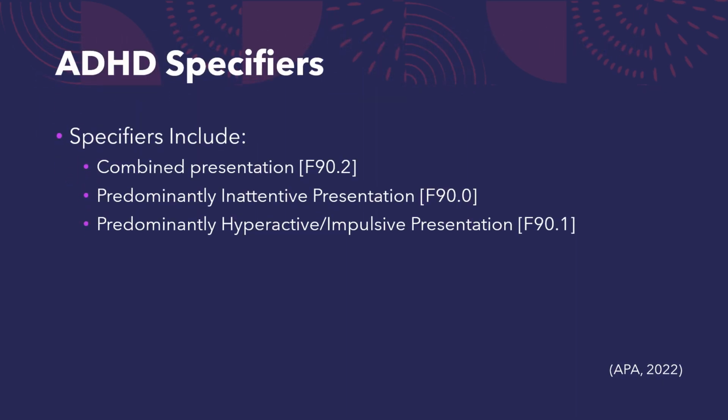Here are the specifiers with their diagnostic codes that are required when making an ADHD diagnosis. Patients can present with having a predominantly inattentive presentation, predominantly hyperactive impulsive presentation, or a combined presentation, meaning the patient meets diagnostic criteria for both inattentive and hyperactive impulsive types.